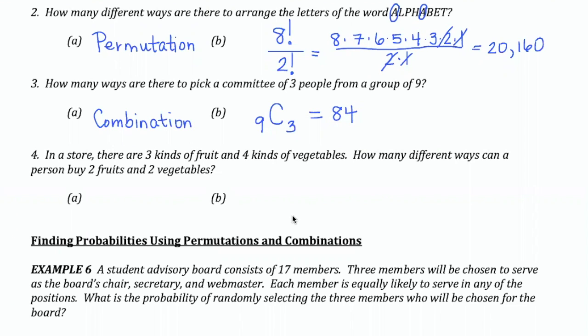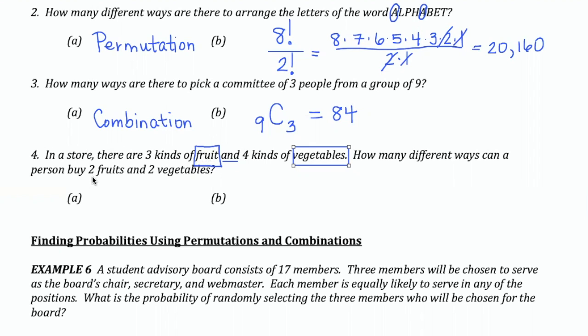And our last example, it says, in a store there are 3 kinds of fruit and 4 kinds of vegetables. How many different ways can a person buy 2 fruit and 2 vegetables? Now, what's new in this situation is we're selecting 2 different kinds of objects. We're selecting fruit and we're selecting vegetables. And the counting principle says that we need to calculate each of these individual ways to do things, figure out how many choices we have, and multiply them together.